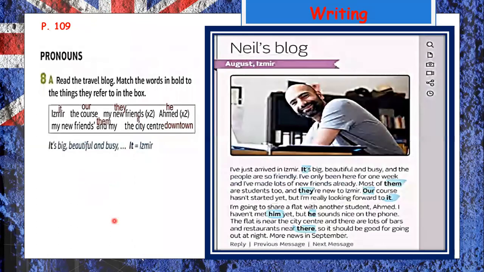Now in the next part, we have a pronunciation section. In this part, you need to read the travel blog and match the words in bold to the things they refer to. In this case, we use an example. It's beautiful and busy. When we refer to it, in this case, it is the place Izmir. Nils' blog, August, Izmir. I just arrived in Izmir. It's big, beautiful, and busy.